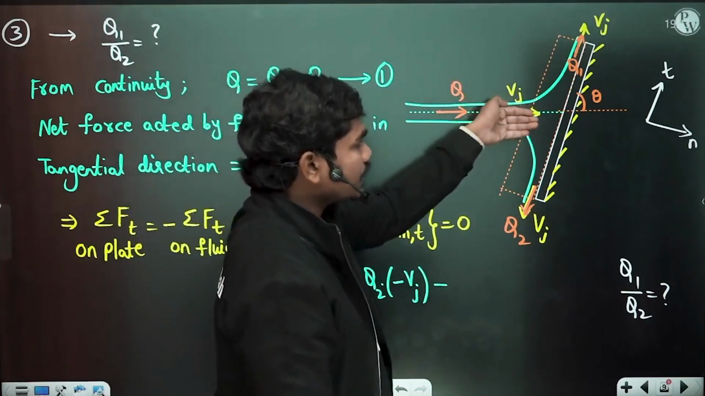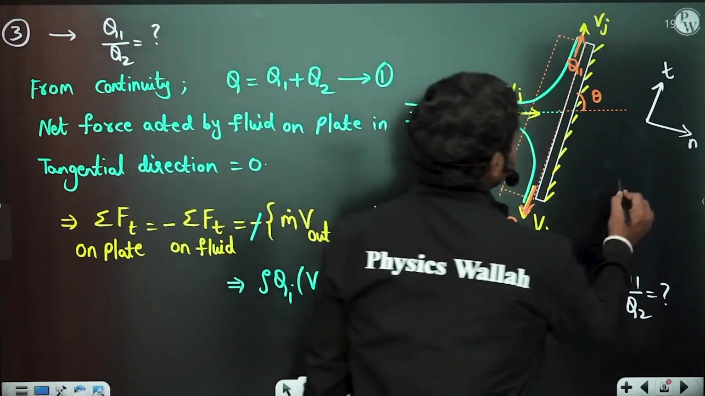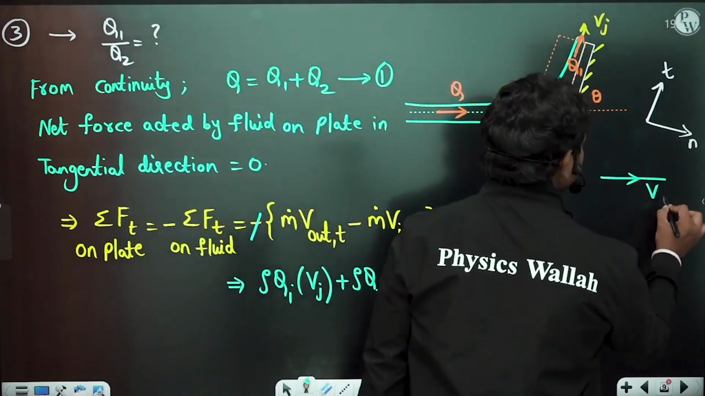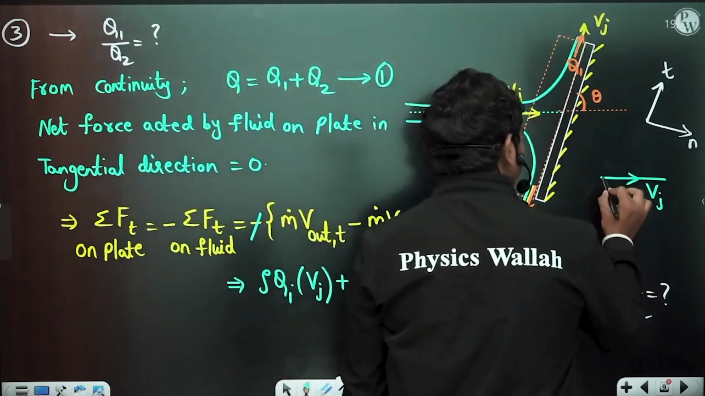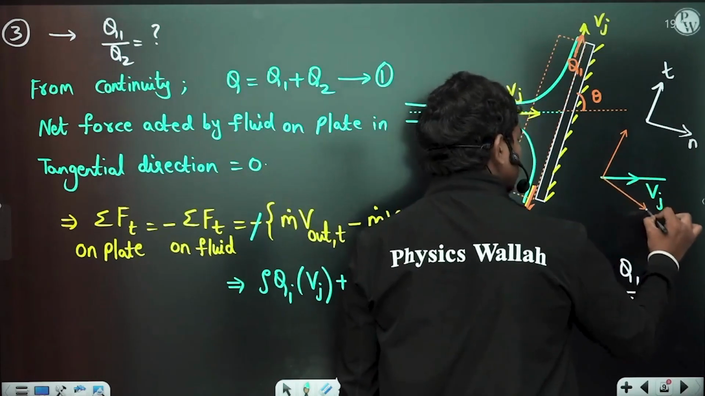So at inlet, everything is coming at uniform velocity. So here if you see, your velocity is horizontal in this direction, vj. So if you resolve this into components, for example now the tangential component and this component basically here.